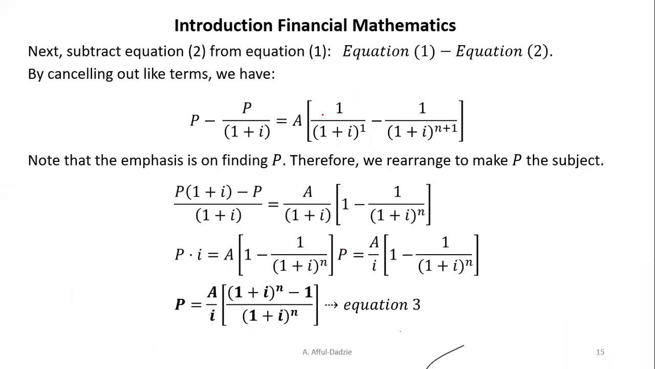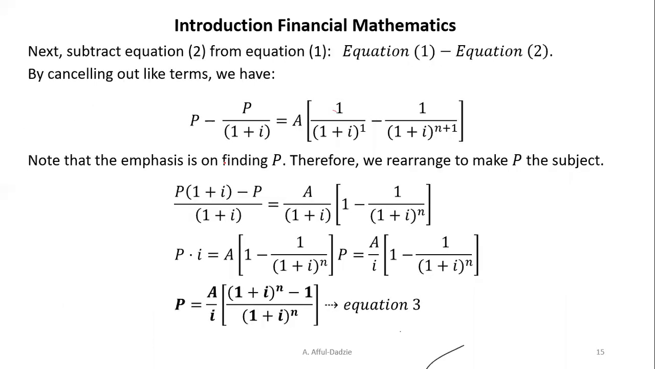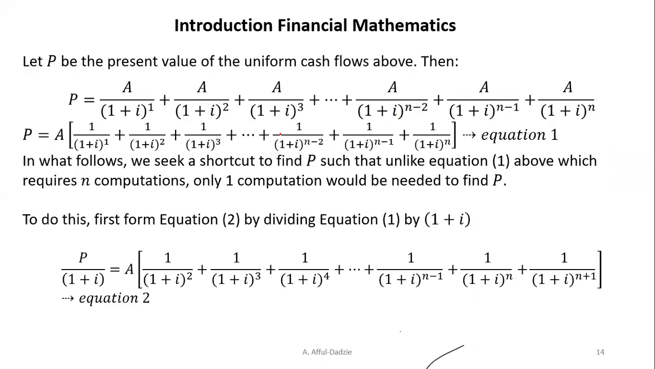So please notice that what we have done here is to take P and divide by this. Now we want to subtract equation 1 from equation 2, because equation 2 seems to be the bigger one. You see, equation 2 has powers of 2, 3, 4, 5 up to n plus 1. Equation 1 has 1, 2, 3, 4 in that order.